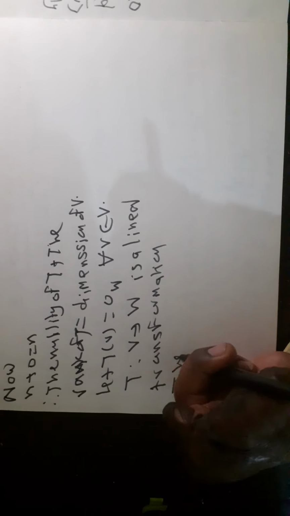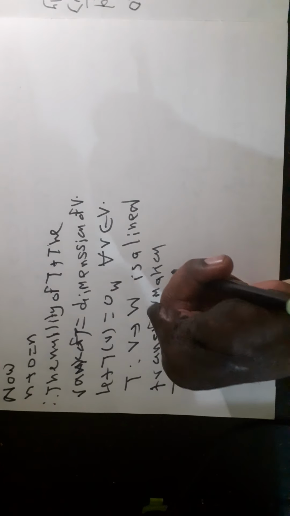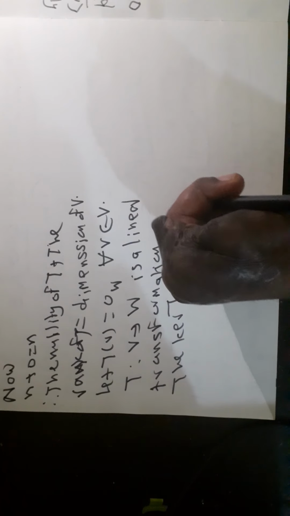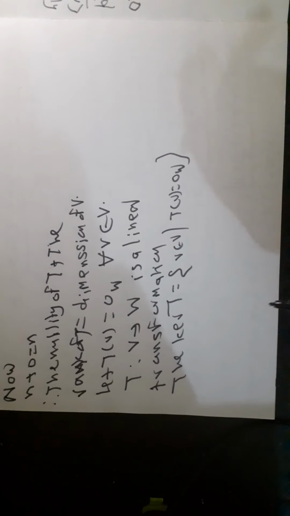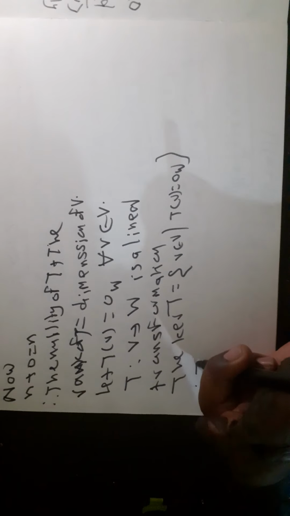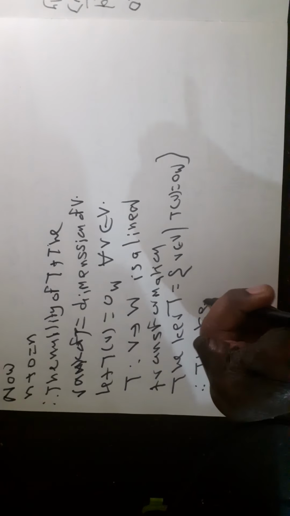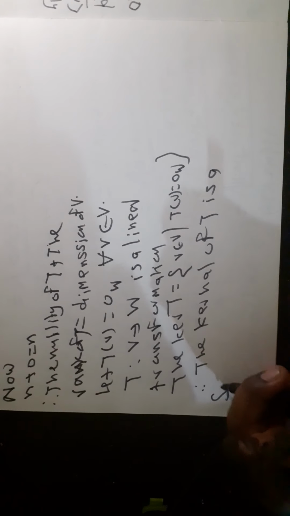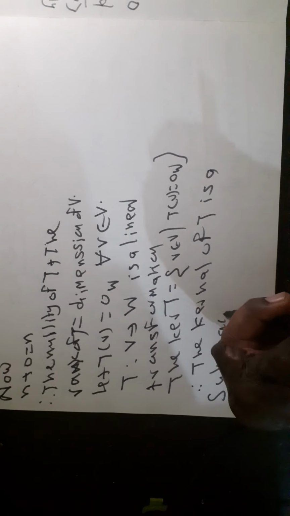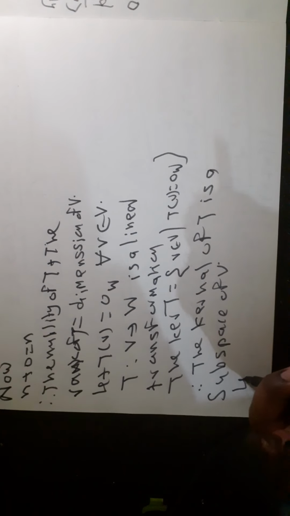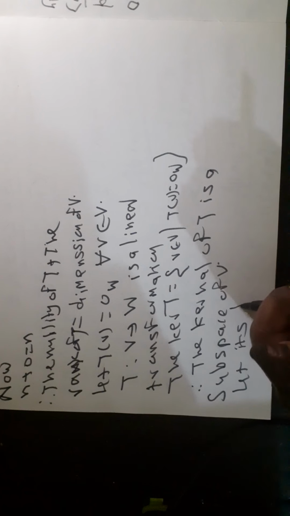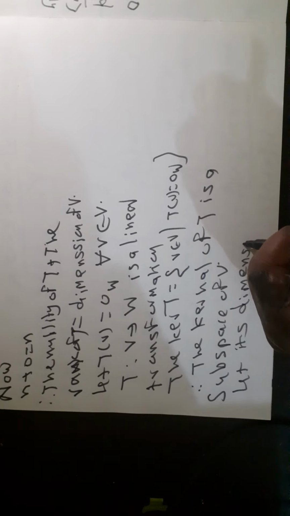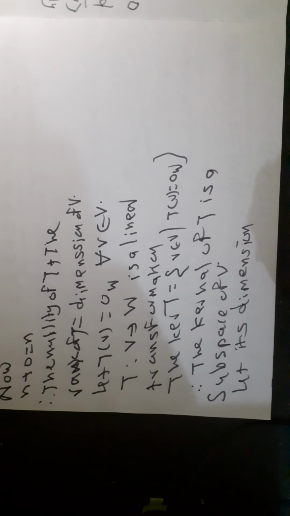The kernel of T, as we know, is the set of v belonging to V such that T of v is equal to 0 of W. Now we know that the kernel of T is a subspace of V. Let its dimension be equal to k.